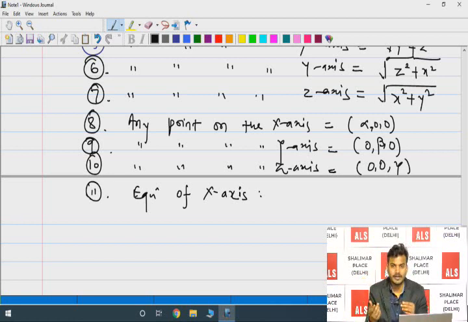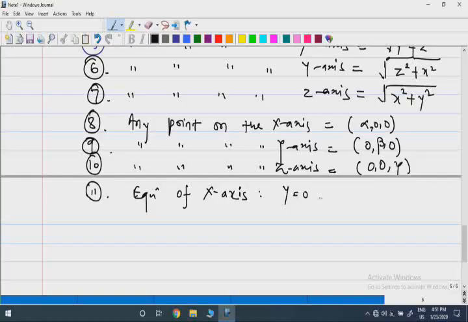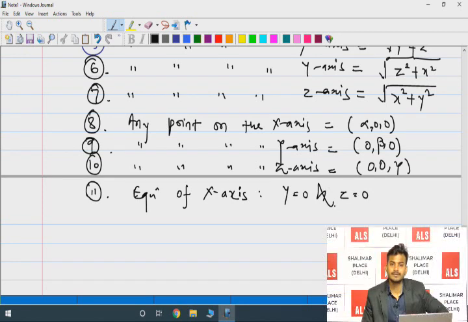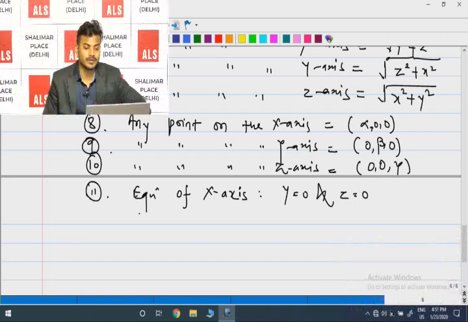So how do you define it? In all the cases, when you write different points on the x-axis, you get 2 comma 0 comma 0, 3 comma 0 comma 0, minus 6 comma 0 comma 0. So x is changing, but y is 0 and z is 0, always. So this is the equation: y equals 0 and z equals 0. Is that clear? Both y equals 0 and z equals 0 have to be there.